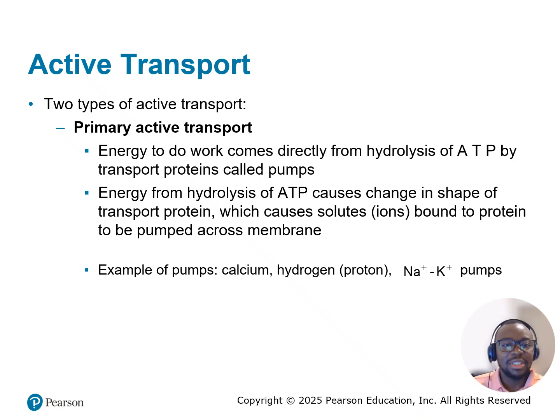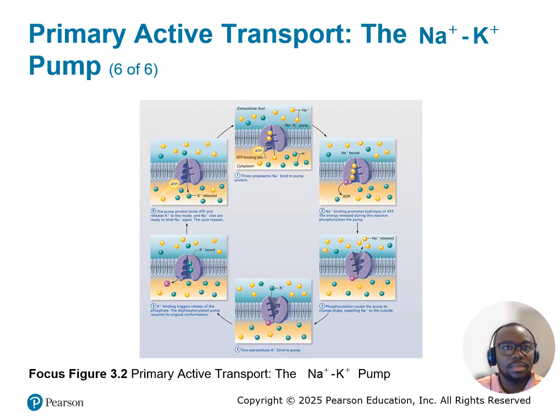Active transport can be divided into primary active transport or secondary active transport. In primary active transport, energy to do work comes directly from hydrolysis of ATP by transport proteins called pumps. Energy from hydrolysis of ATP causes change in shape of transport protein, which causes a solute such as ions bound to the protein to be pumped across the membrane. An example of such pumps is a sodium-potassium pump or sodium-potassium ATPase on the cell membrane.